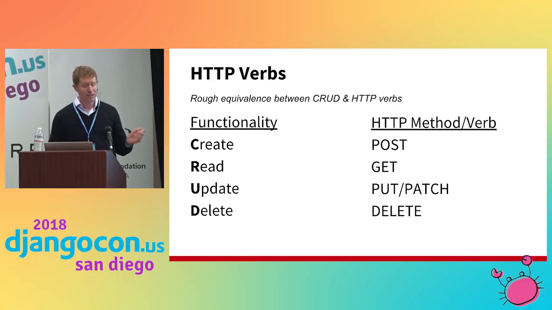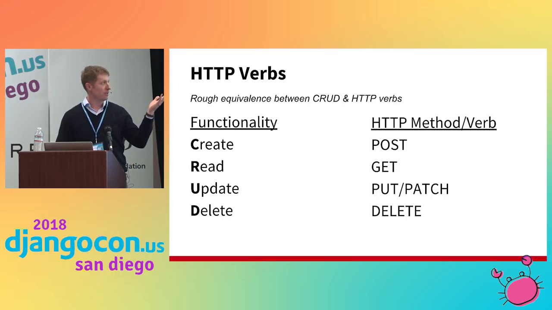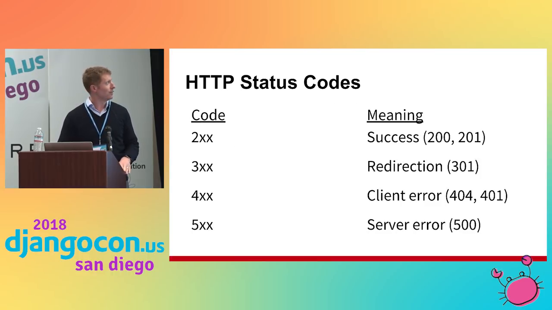Quickly, these are the HTTP verbs that we all know and love that correspond roughly to CRUD. If that's annoying, I can try to fix that, but I can also just talk through it. So, common HTTP verbs, these are the main ones. Create corresponds to POST, read to GET, update to PUT or PATCH. I won't get into the differences, and delete is DELETE.